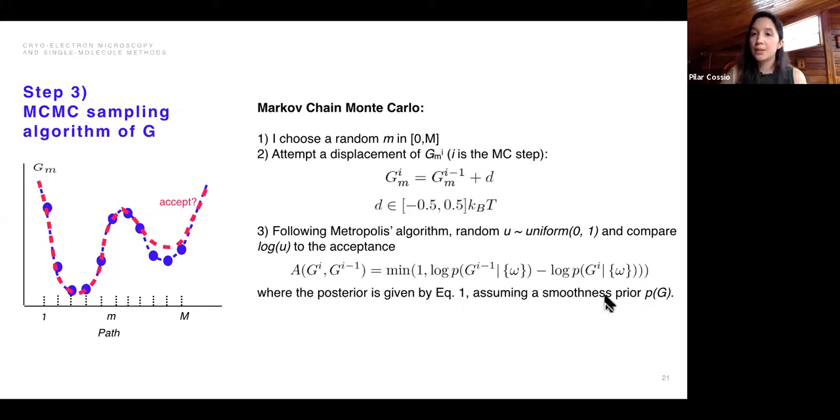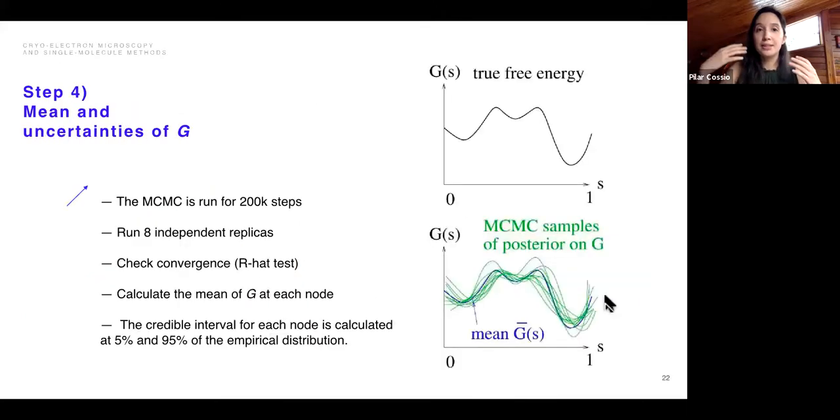And here we're also including a prior to smooth the free energy profile, so that it's not very rigid. We do this many times. We attempt many samples of this posterior. Say here in green are the posterior samples. We attempt many displacements, and we only accept the ones that follow our probability distribution. Basically, we run this until convergence, and we run it for several independent replicas.